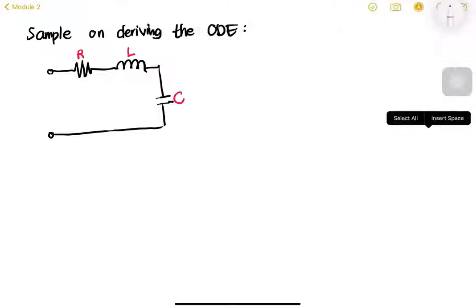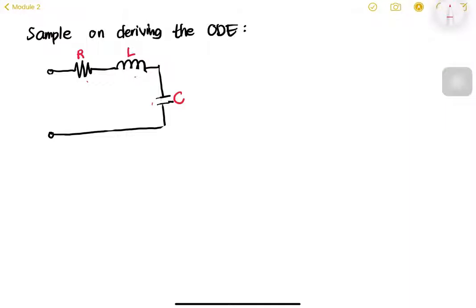So for the example, first we'll derive the ODE of a physical system. This is an example of a physical system or control system. It is an RLC series circuit. So magkakasunod yung R, L, and C. R meaning resistance, L for inductance, inductor, and then we have also the capacitance.